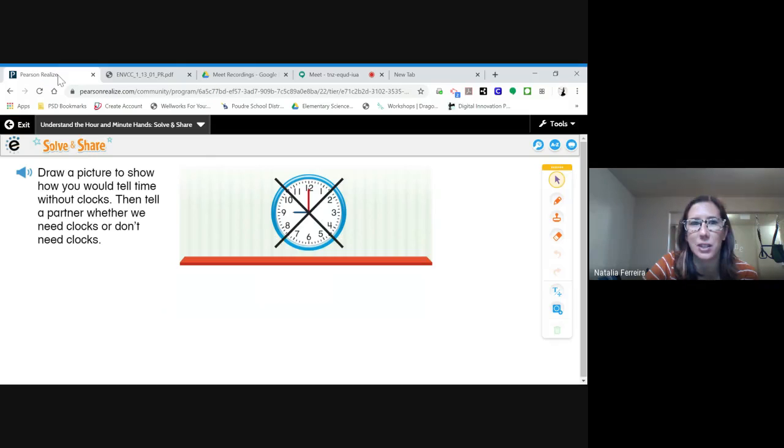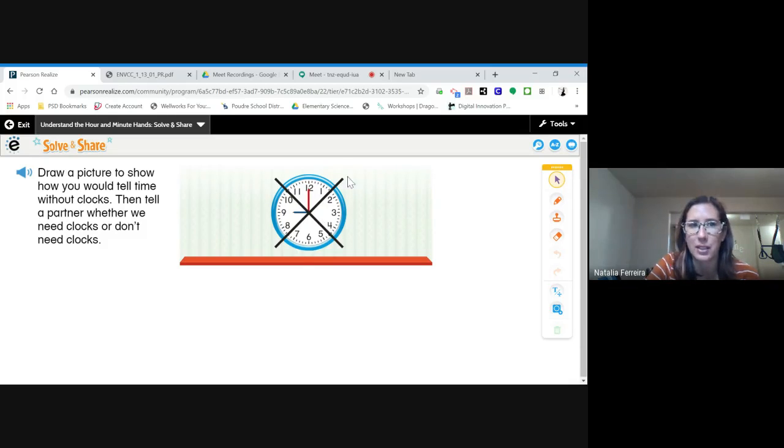We are going to be looking at our math. We are starting a new topic. Our topic is going to be about time. Now this is a tricky question. What we're going to be doing is we are going to not look at the clock.